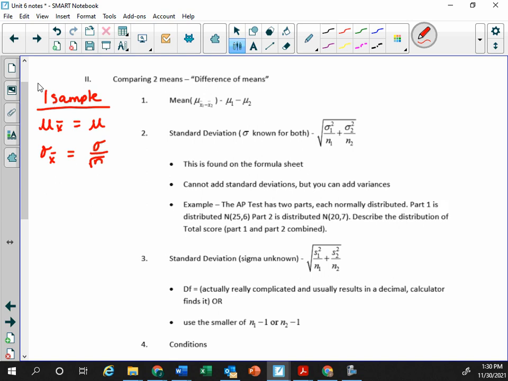Now when we're doing difference of means, it just means we have 2 populations that we're looking at. So you have 2 mu's that you're subtracting. You have 2 sigmas to deal with. Something to note in your standard deviation formula, whether we're adding or subtracting, looking at anything with our means, even if it's a subtraction, this is always a plus. You're always going to add the variances and then take the square root of them to get the standard deviation. You can't just add the standard deviations.